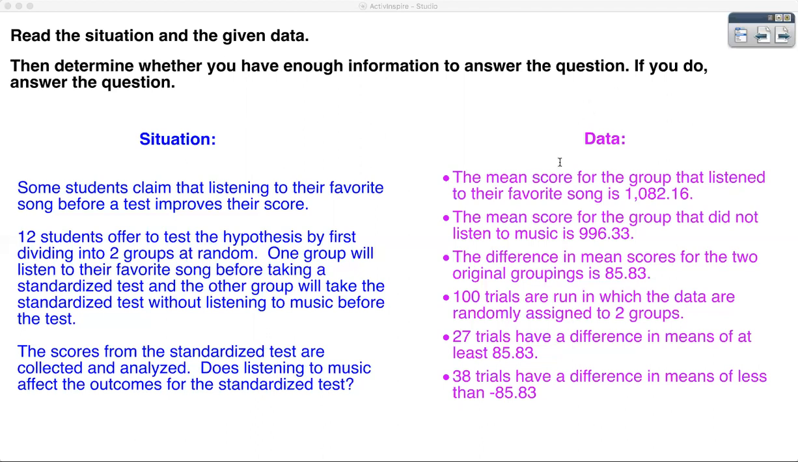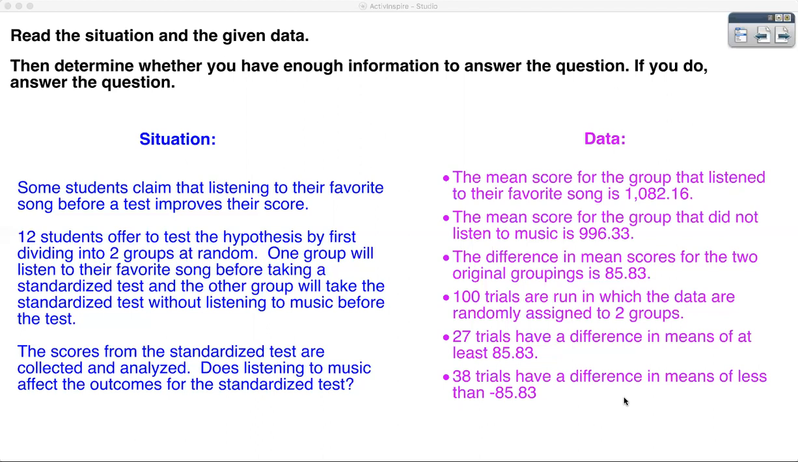How do I know that? If I look at this information down below, I notice, first of all, the difference in mean scores for the two original groupings was 85.83. And I notice here, out of the 100 trials, 27 trials had a difference in means of at least 85.83, and 38 trials had a difference in means of less than negative 85.83. So what is that telling me? That's telling me that 65 of the 100 trials from randomized groupings had differences in means more extreme than the difference in the original groupings.